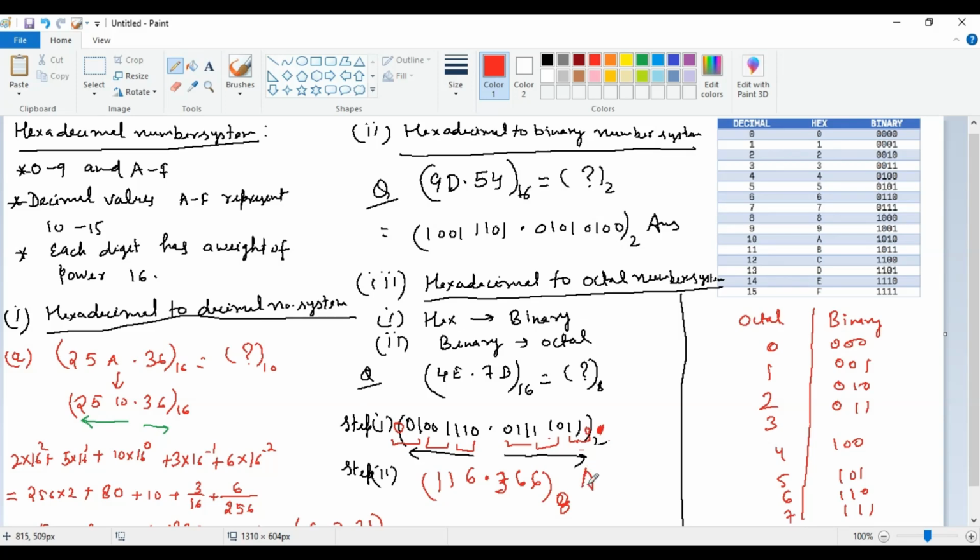116.366. So in this process we have to convert the hex number into binary firstly, and in the second step we will write the octal number for the corresponding binary group. Means we have to form groups of 3 binary bits, and now we will write the corresponding octal equivalent. So this is the hex to octal conversion.